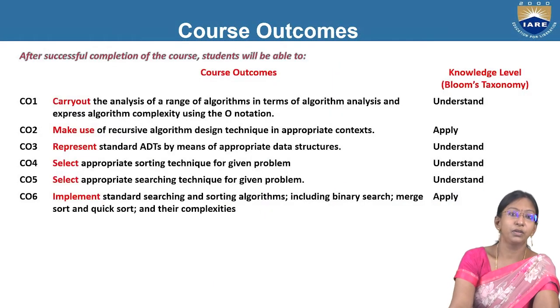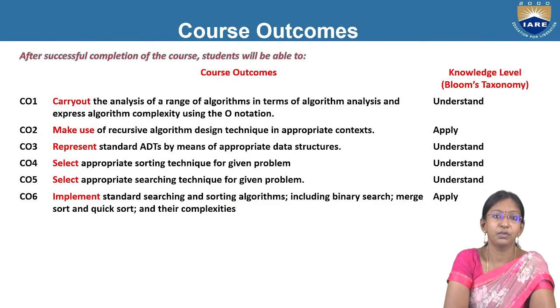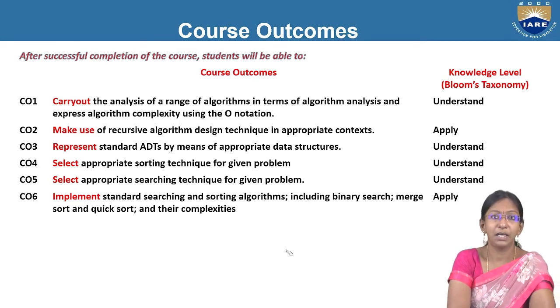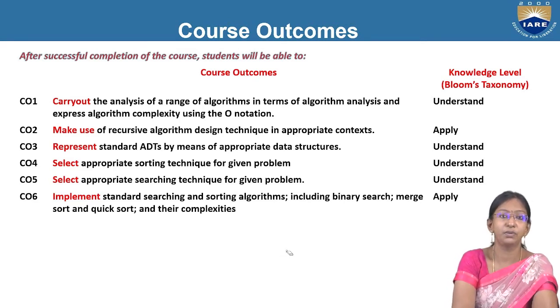So let's go to the outcomes. Once you learn all these things, what is the outcome? The first and foremost outcome is you'll be able to carry out the analysis of a range of algorithms. Look at CO1, guys: in terms of algorithm analysis, and express algorithm complexities using big O notation.